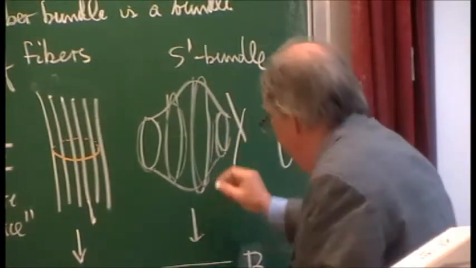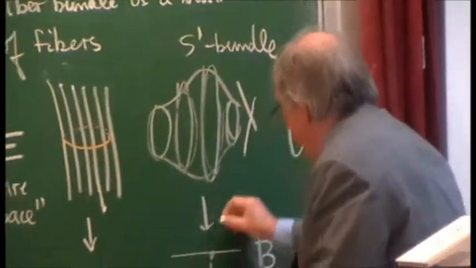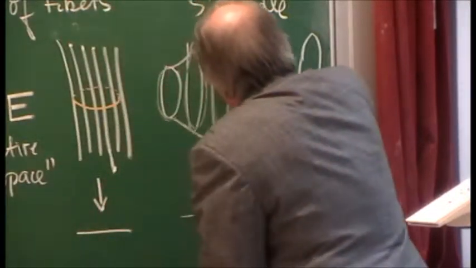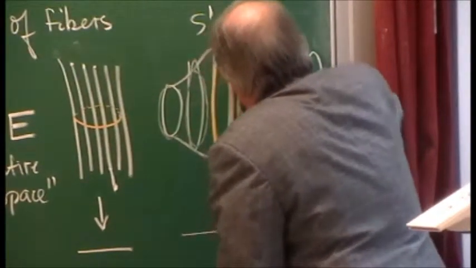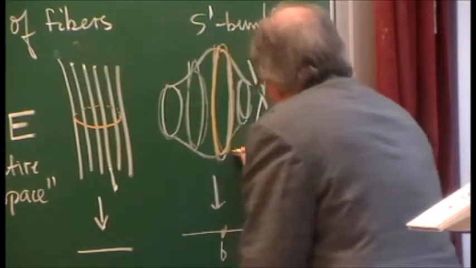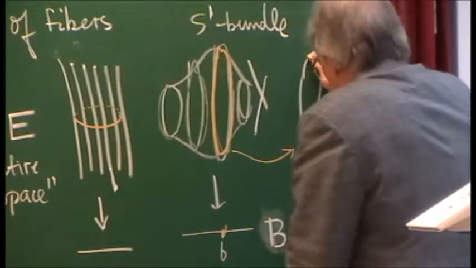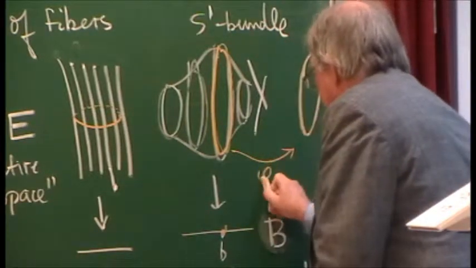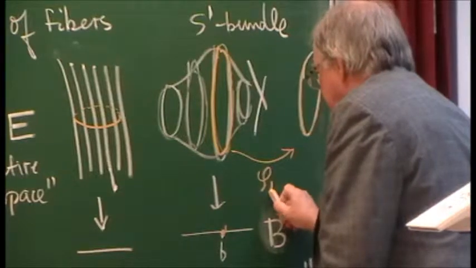You understand? Here is a point B in the base. I have an S1. These colors are not too good, I'm sorry. Let's see here. That color is a little bit better. Yeah, this is the color. So this fiber here over this point B is isomorphic here to S1 by an isomorphism, whatever it means, isomorphism phi, which depends on the base point.